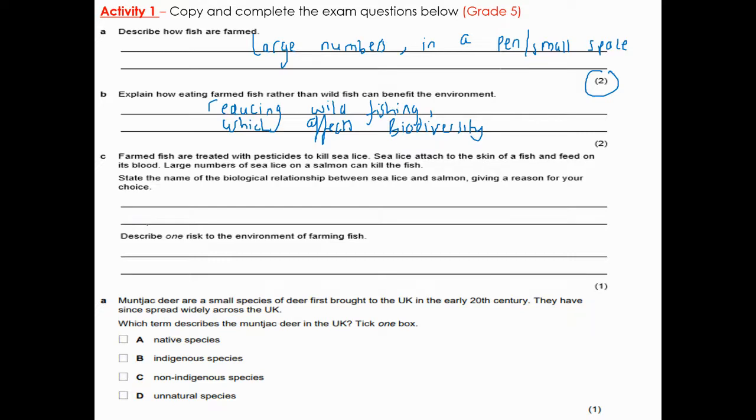Okay, right, let's read this. Farmed fish are treated with pesticides to kill sea lice. Sea lice attach to the skin of a fish and feed on its blood. Large numbers of sea lice on a salmon can kill the fish. State the name of the biological relationship. Hopefully, you should have put it's parasitic. Boys and girls, why? Because the parasite benefits because it gets blood, food, nutrition. And what happened to the host?